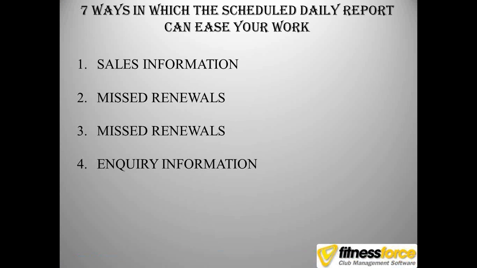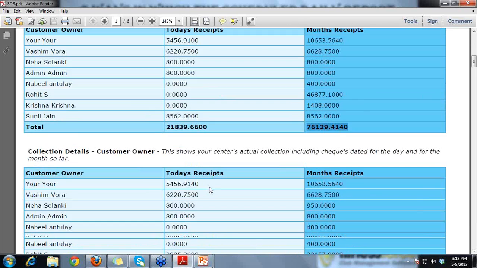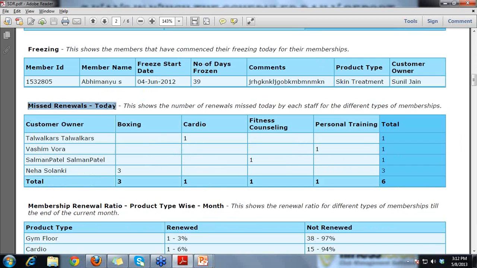The next valid and one of the most important pieces of information this report shows is the missed renewals. I will scroll down further to show you the missed renewal part. Now there is a section known as missed renewals. This section shows the number of memberships which got expired, or in other words renewals which were missed. As you can see, there were a total of 6 renewals missed on that particular day, and it also gives an employee wise bifurcation.